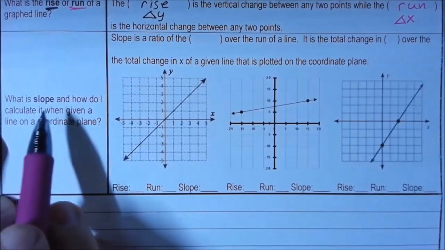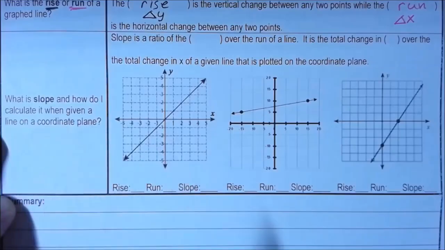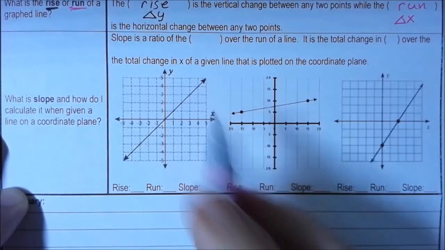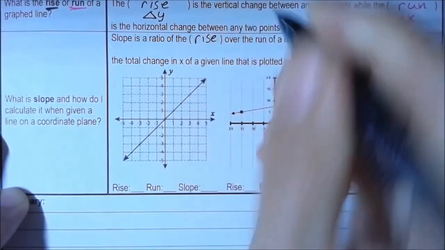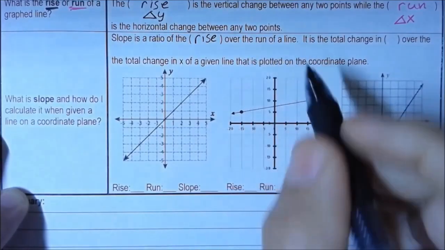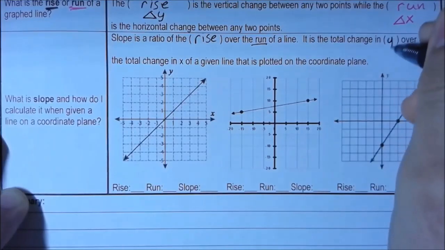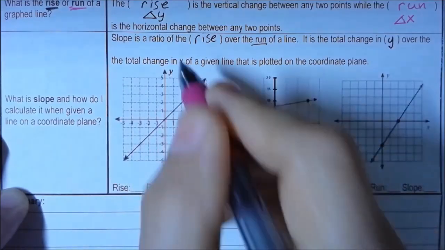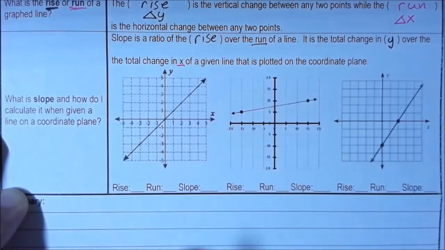It says, what is the slope and how do I calculate it when given a line on a coordinate plane? So slope is going to be a ratio of the rise, so that's our change in y, over the run of a line. It is the total change in y over the total change in x of a given line that's plotted on a coordinate plane.